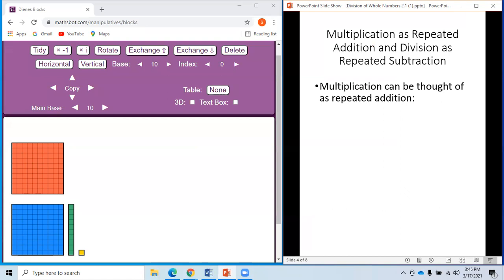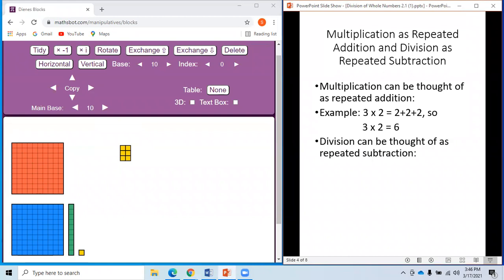Multiplication can be thought of as repeated addition. So if I want 3 times 2, I can really think about this as 2 plus 2 plus 2. And I can see that I have 6. So 3 times 2 is equal to 6.